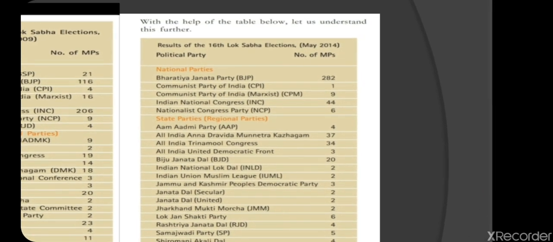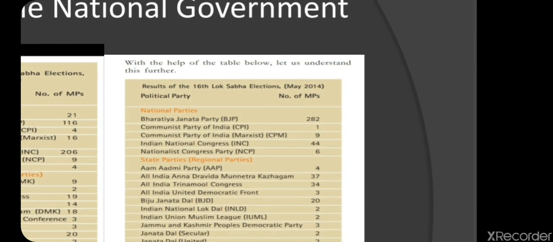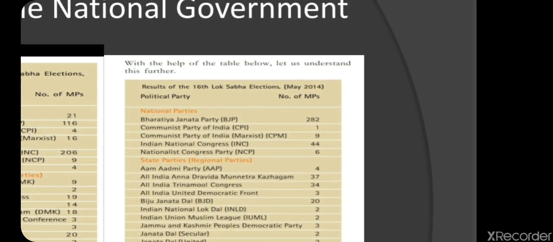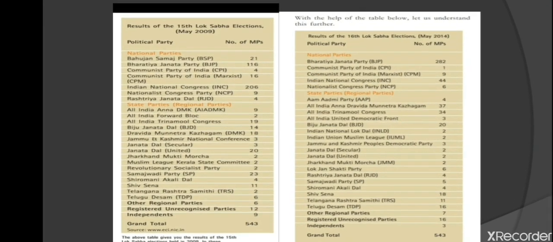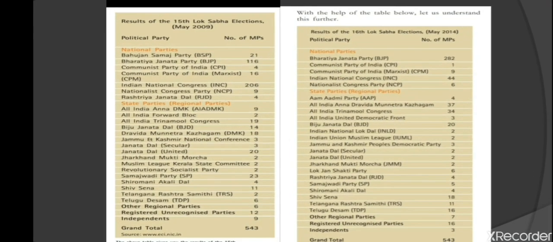In the same way, in this one also, Bharatiya Janata Party has won 282. The political party that has won the highest number of seats will form the government, and the second highest will become the opposition party. If the number is less than 272, then that political party will collaborate with other political parties to reach the number of 272.